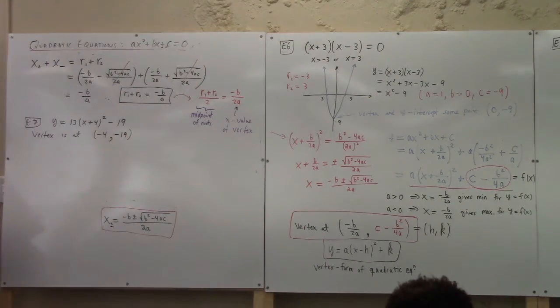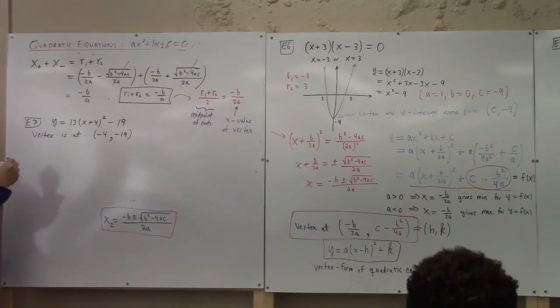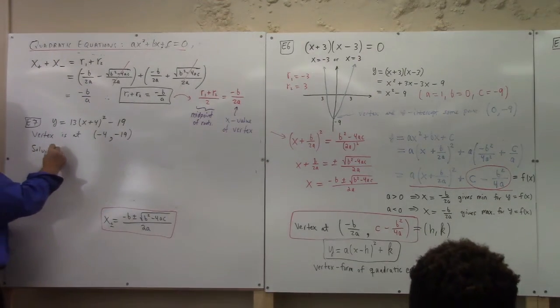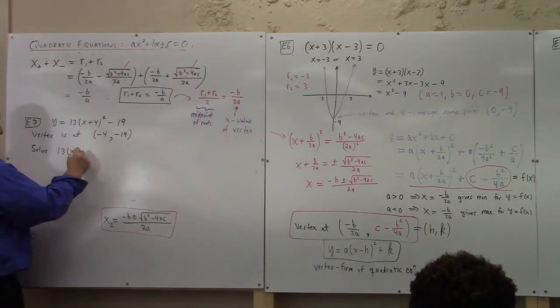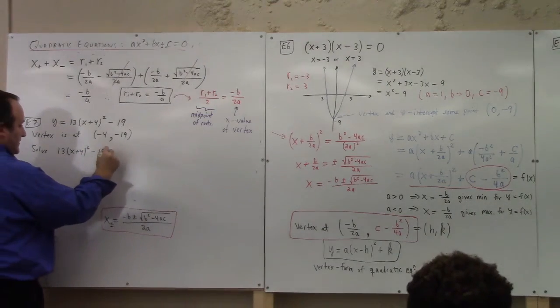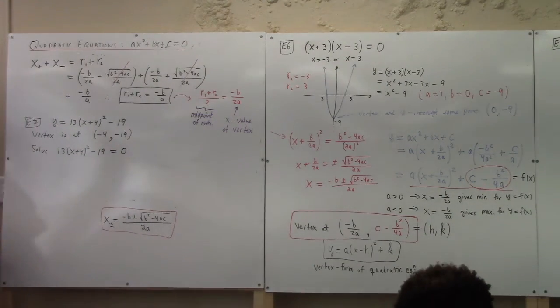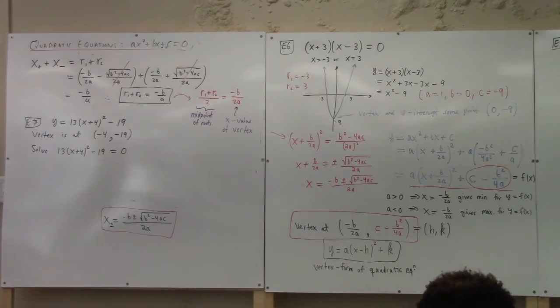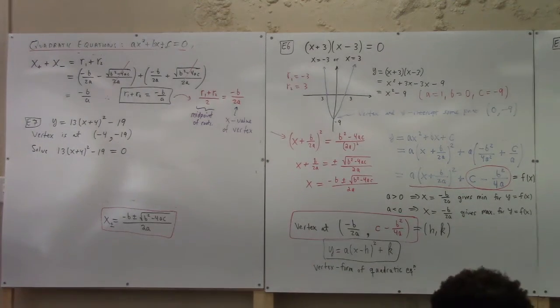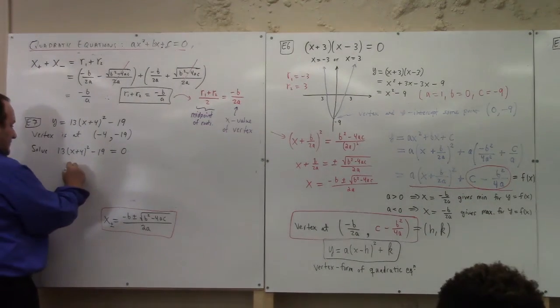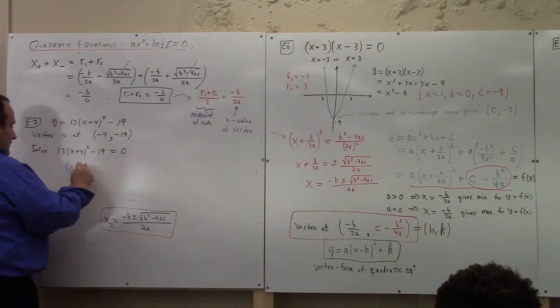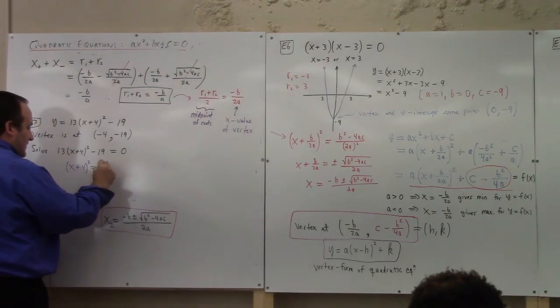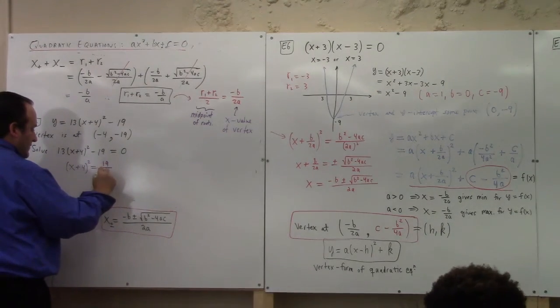Right? Now my question is, can you solve 13 times x plus 4 squared minus 19 equal to 0? Here's how I'd solve it. I would isolate the square. I've already got a square, right? That's lovely. So we have x plus 4 squared equals to what? Equals to 19 divided by 13.